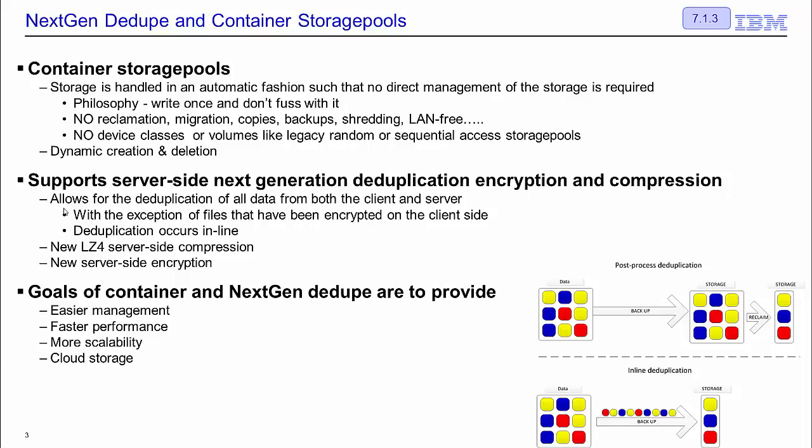Spectrum Protect brought to the table inline dedupe on the Spectrum Protect server. We've had previously out-of-band dedupe on the Spectrum Protect server, but containers bring to the table inline dedupe. In addition, we've introduced LZ4 server-side compression, as well as server-side encryption. So the goals of the next generation containers include easier management, faster performance, more scalability, and the introduction of cloud storage without any type of gateways.